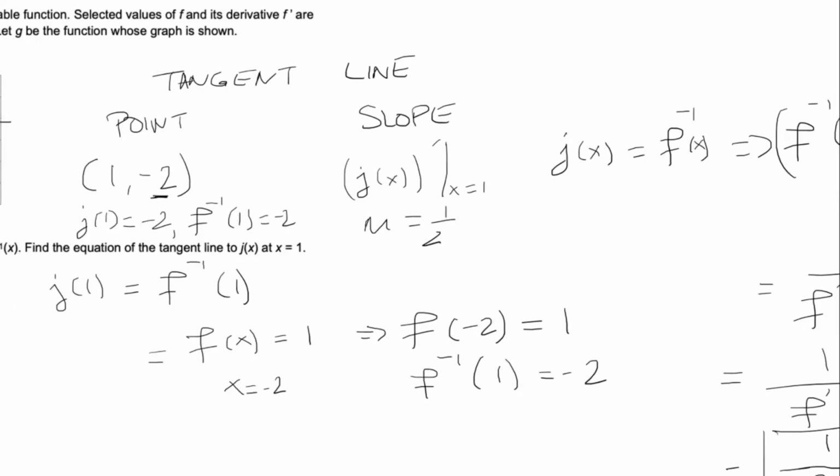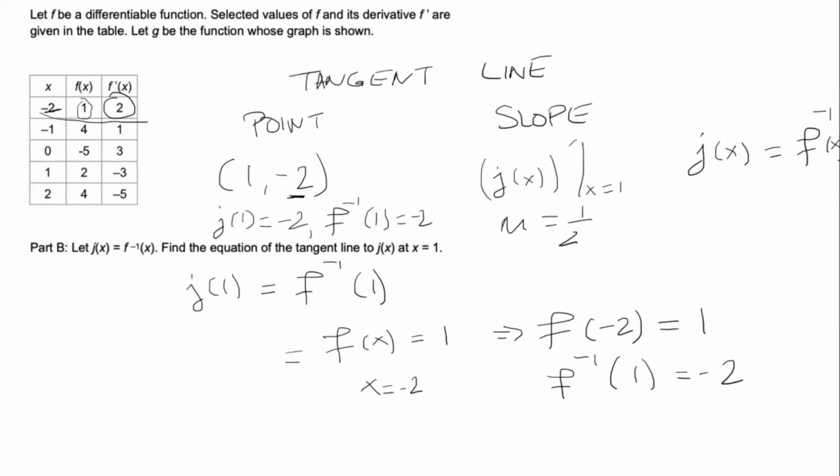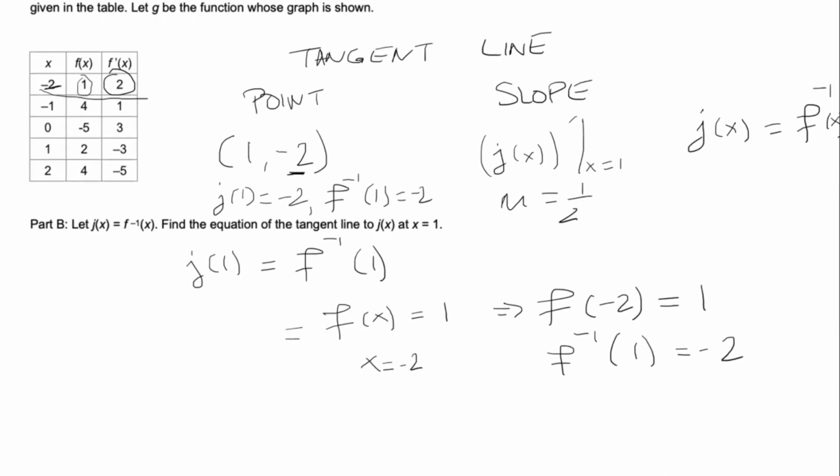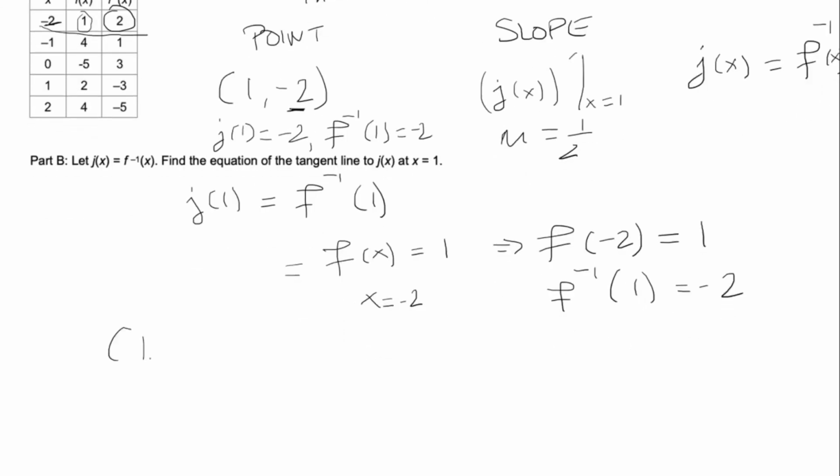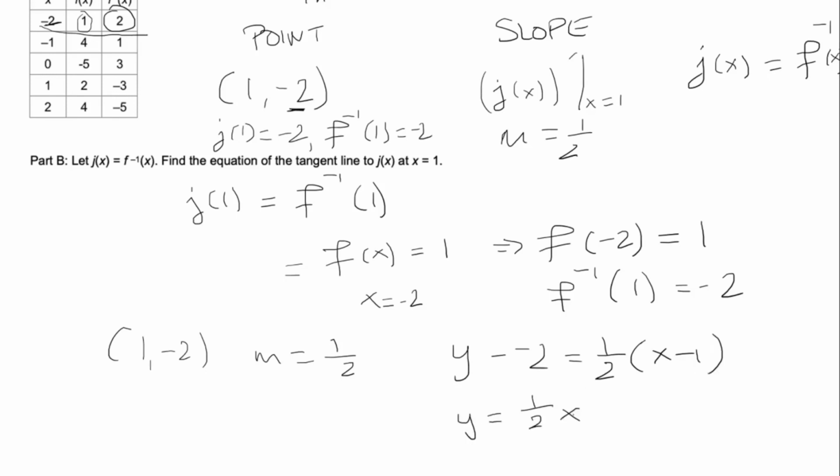Now we can come up with the tangent line. So the point is (1, -2). The slope is 1/2. So you could just use point-slope form: y minus y1 is the slope times x minus 1. We'll simplify this and get y equals 1/2 x minus 5/2. And this is our tangent line.